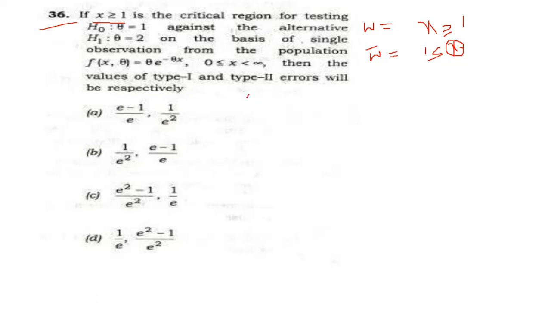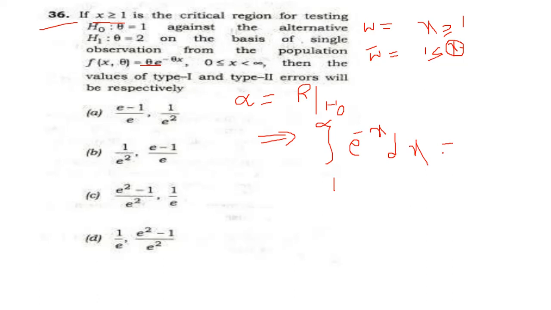Now we all know what type 1 error is. We generally denote type 1 error by alpha, which is rejecting H naught when H naught is true. This is the general definition. So here, what is the rejection region? The rejection region is 1 to infinity. H naught is true, so theta equal to 1. When you substitute theta equal to 1, you get the integral of e power minus x dx.